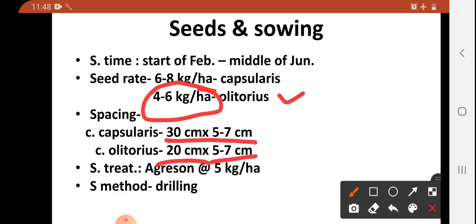Before sowing, we can follow seed treatment. Agrosan fungicide is used for control of seed borne and soil borne diseases. Application rate is 5 kilograms for 1 hectare area. And the general sowing method used for cultivation of jute is the drilling method.